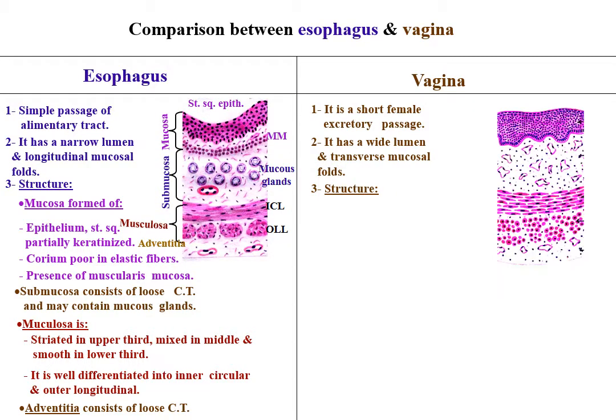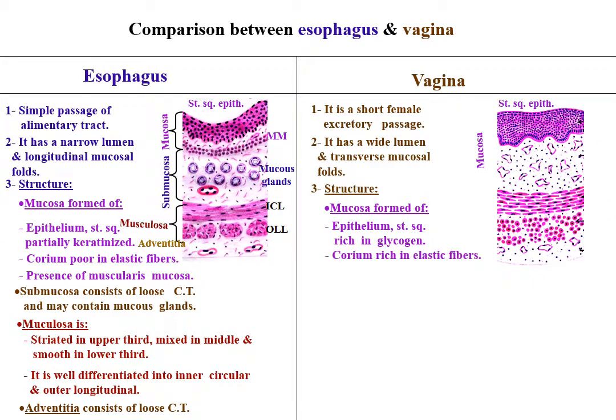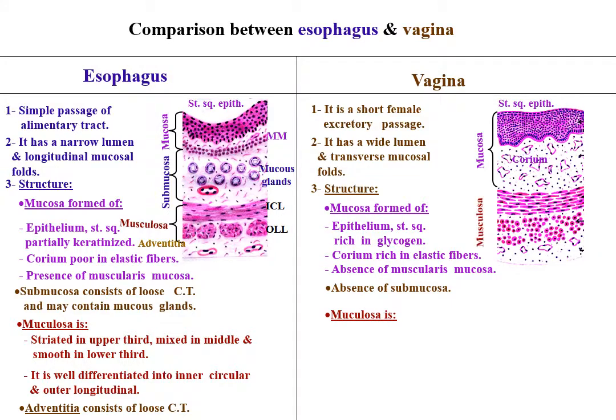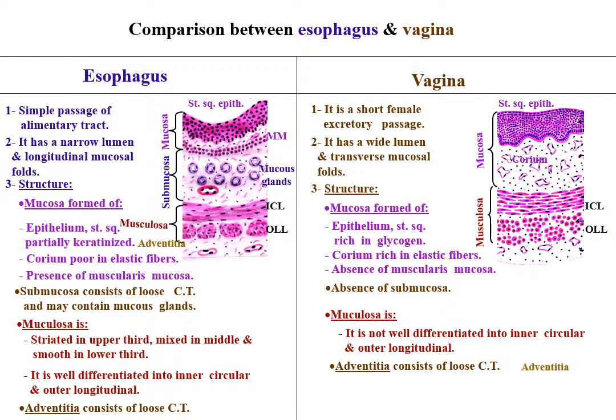Vagina. Its mucosa consists of stratified squamous epithelium rich in glycogen and may appear vacuolated. Corium is rich in elastic fibers. There is no muscularis mucosa. There is also no submucosa. Musculosa is smooth, not well differentiated, and it is formed of inner circular and outer longitudinal layers. Then adventitia consists of thin connective tissue rich in elastic fibers and blood vessels.